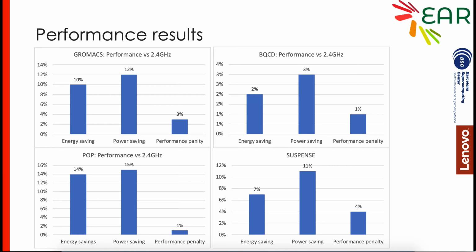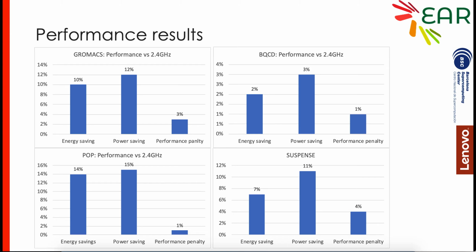But in the case of GROMACS, as I presented, it has a significant percentage of AVX 512 instructions. So the EARL library is able to identify that, and in that case it adapts the CPU frequency to do an efficient utilization of the hardware, reporting a 10% energy saving, which is really relevant.